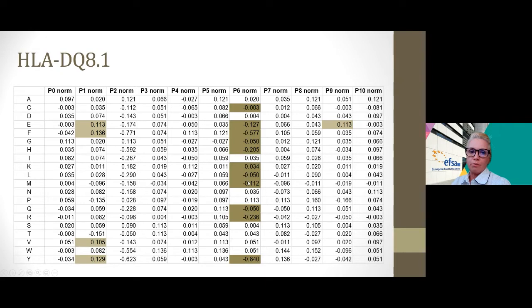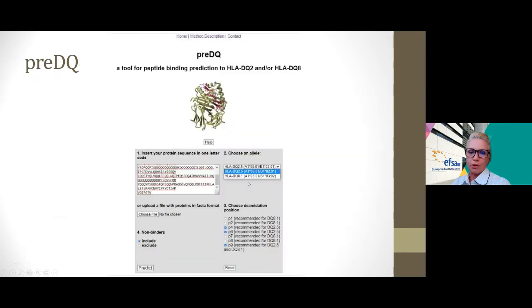So all these models, we have 10 models in all, 5 per allele, were implemented in the PredicQ server, this tool for peptide binding prediction. And how this tool works, Ivan will explain.